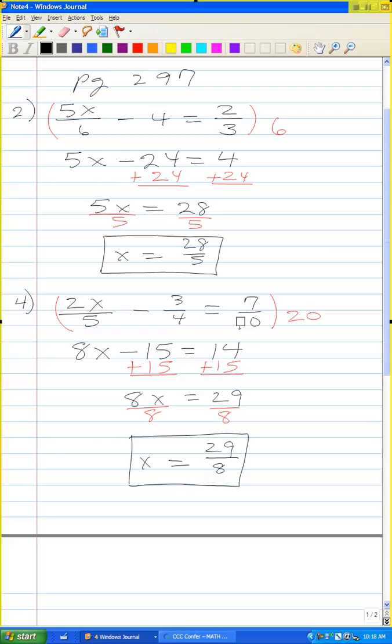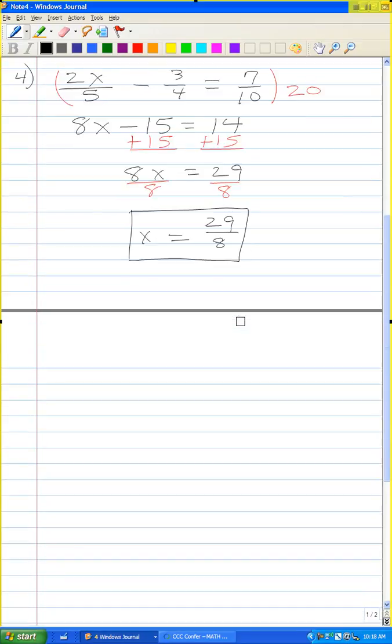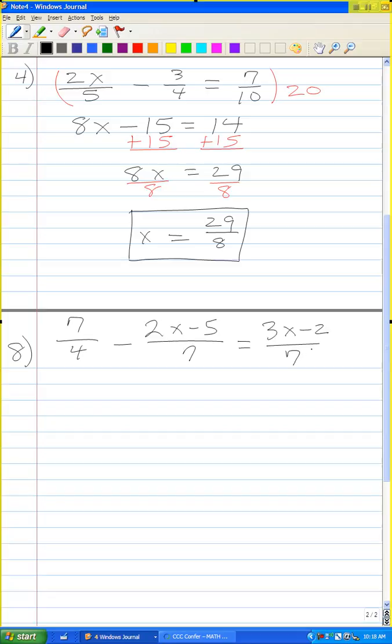Let me do problem number 8: 7 over 4 minus 2x minus 5 over 7 equals 3x minus 2 over 7. Let me multiply both sides of my equation by the least common denominator. Well, I have a 4, 7, 7, so the least common denominator is 28.